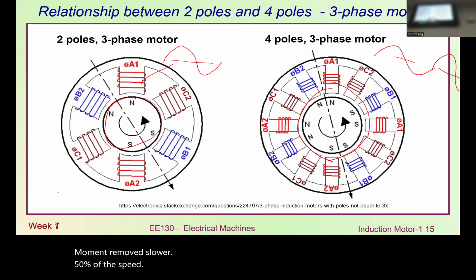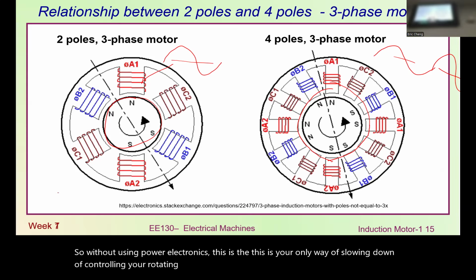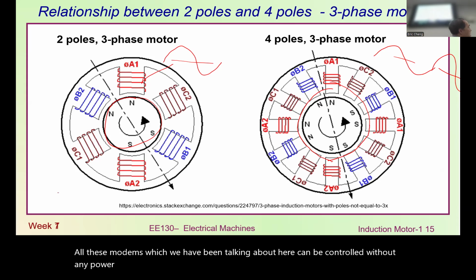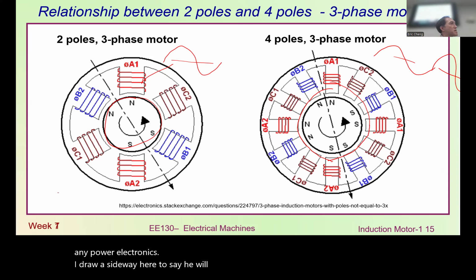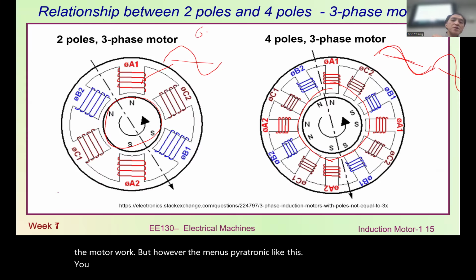So, what about using power electronics? Is this the only way of slowing down, of controlling the rotating speed of your AC motor? That's a really good question. All these motors we have been talking about here can be controlled without any power electronics. I drew a sine wave here to say that if you naturally apply a sine wave to the motor, that's how the motor works.